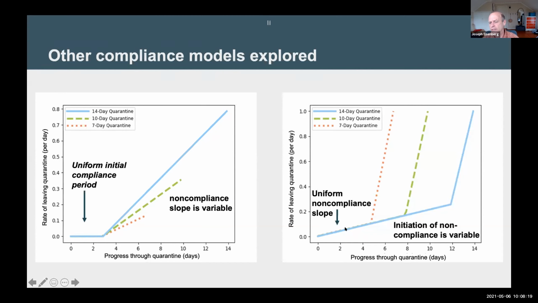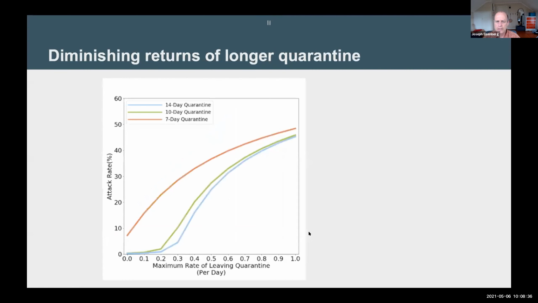Similarly, we might think that there's uniform non-compliance. So there is some non-compliance happening early on, but it's pretty much uniform regardless of how much time you're asking somebody to quarantine. But just before your quarantine ends is the time that people will tend to leave quarantine early. So these are all different kinds of models that we can explore with respect to quarantine.